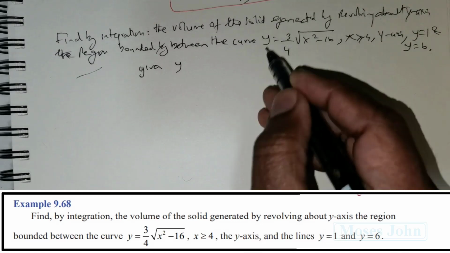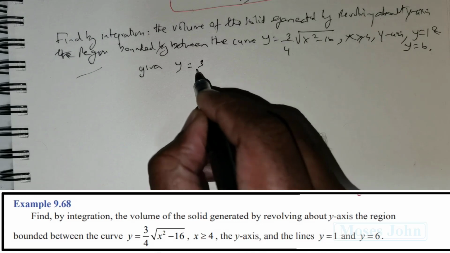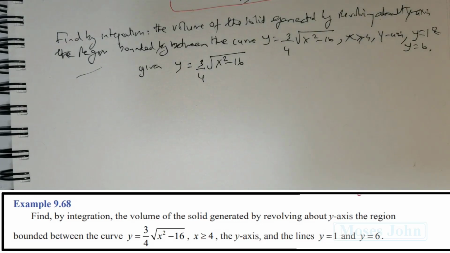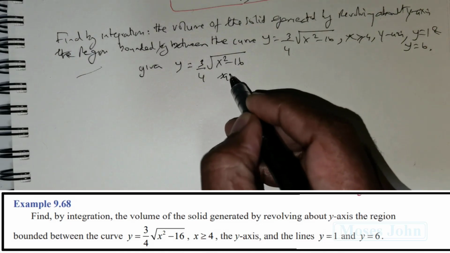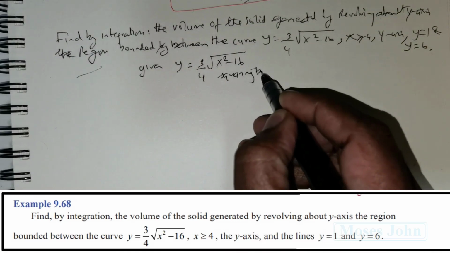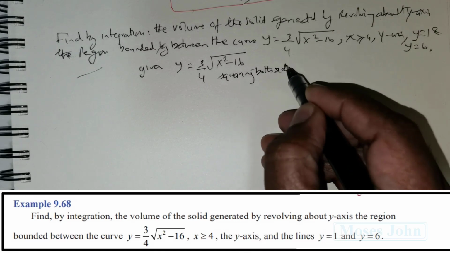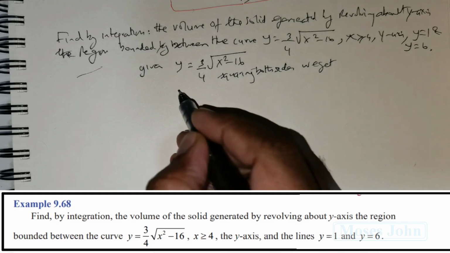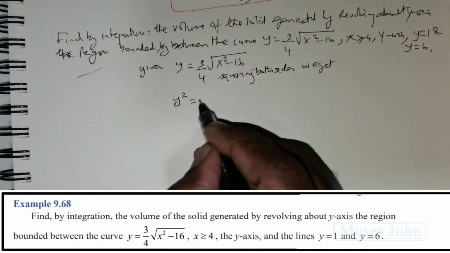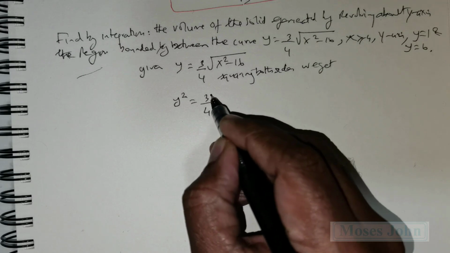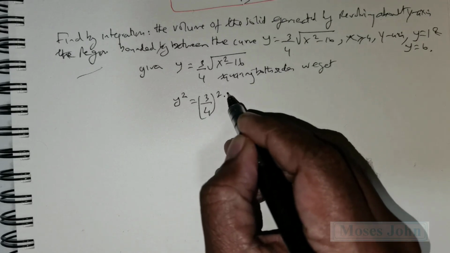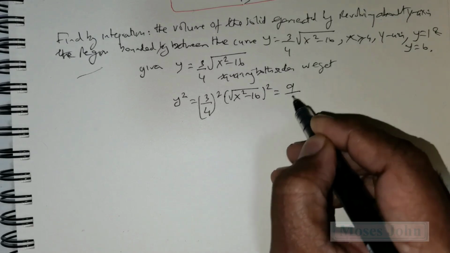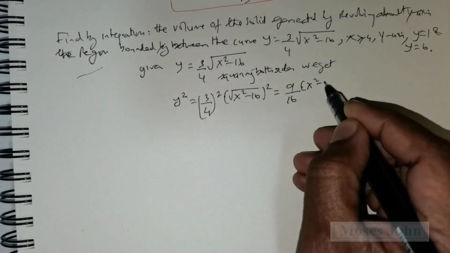We would want to know what curve this is. So y is equal to 3/4 root of x squared minus 16. This is what is given here. So we square both sides. Squaring both sides, y squared is equal to (3/4) squared times x squared minus 16, which is equal to 9/16 times (x squared minus 16).